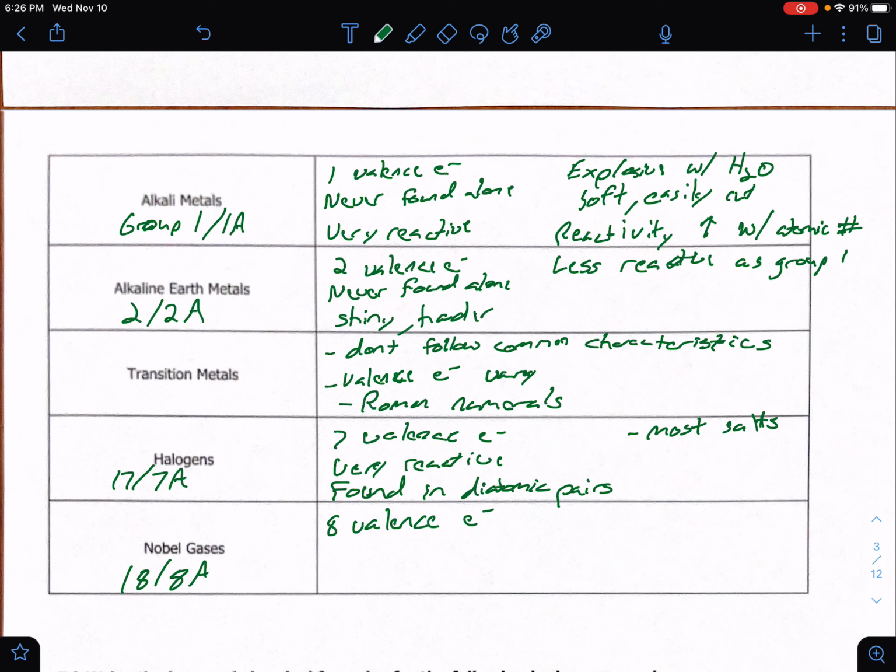Meaning they're good, so that means they do not react. They have everything they need. They do not need to bond with anybody, so they're not going to react really with anything. They're going to be gases, and most of them are going to be colorless and odorless.